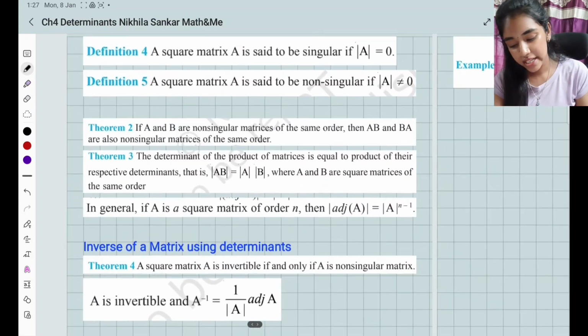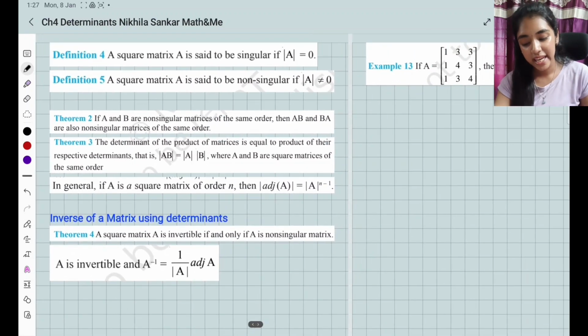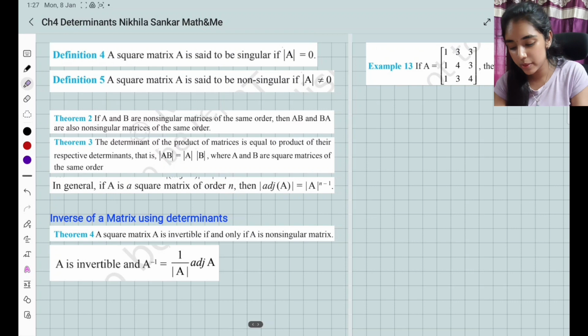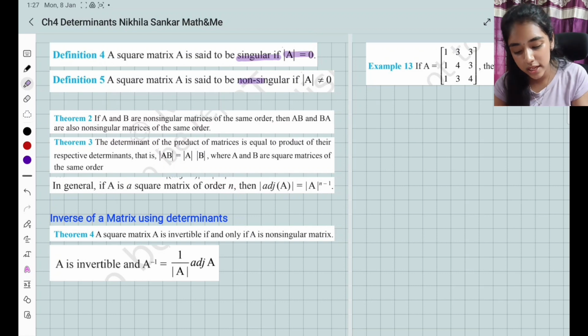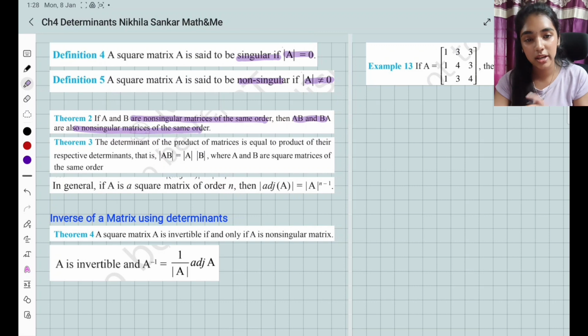Now, next definition. A square matrix A is said to be singular if determinant is 0. Singular na என்ன அர்த்தம்? Determinant 0. Determinant 0-வா இருந்ததுன்னா it is a singular matrix. Non-singular na என்ன? Determinant is not equal to 0. Okay, simple. If A and B are non-singular matrices, அப்படின்னா என்ன அர்த்தம்? Determinant 0 கிடையாது. Then AB and BA are also non-singular matrices. அதோட ப்ராடக்ட்டுமே non-singular. Determinant A-வும் B-யும் 0-வா இல்லாம இருந்ததுன்னா the product is also going to be non-singular.